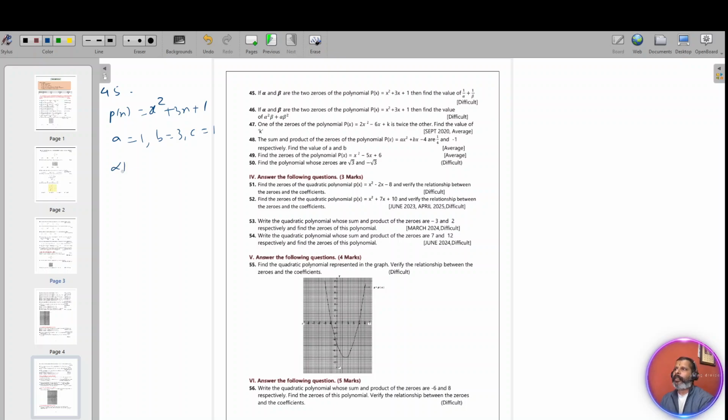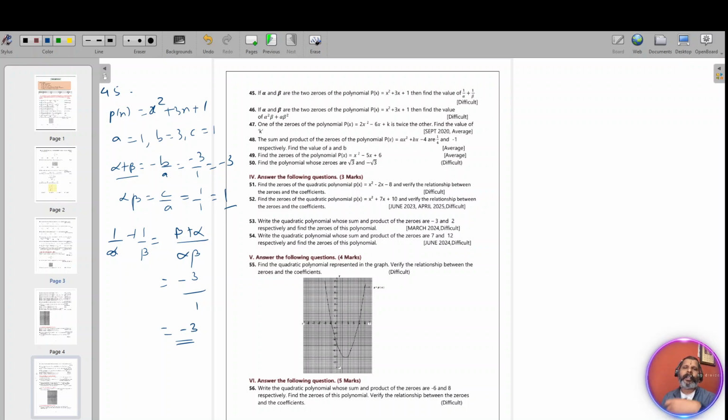Therefore, alpha plus beta we first find. Alpha plus beta is minus b by a, minus 3 by 1 is minus 3. Alpha beta is c by a, that is 1 by 1 is 1. Therefore, what we want is 1 by alpha plus 1 by beta, right? If you take the LCM, it becomes alpha beta. Alpha, how many times in alpha beta? Beta times. Beta, how many times in alpha beta? Alpha times. So beta plus alpha over alpha beta. We found it already, alpha plus beta and the product alpha beta. So this is the answer. Don't jump and find the roots first. This can also be done in this way.